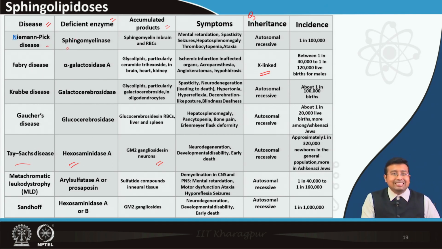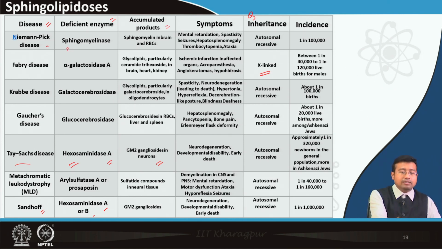Mind it, Tay-Sachs is due to the deficiency of hexosaminidase A, and Sandhoff's disease is due to the deficiency of hexosaminidase A or B. So, if the question says deficiency of hexosaminidase A leads to production of Tay-Sachs and Sandhoff, both will be considered as an MCQ option. So, this is more important for multiple choice questions in case of competitive exams, okay.